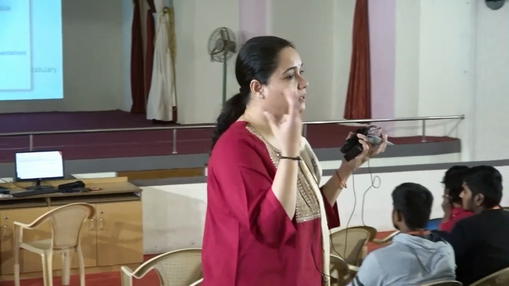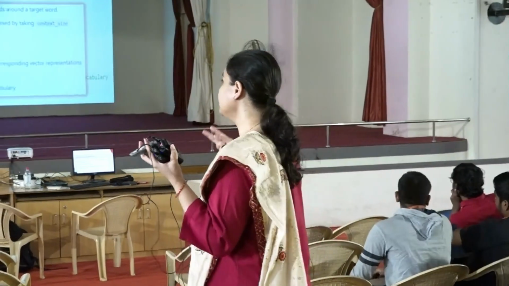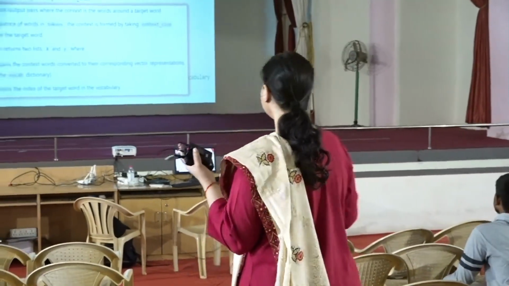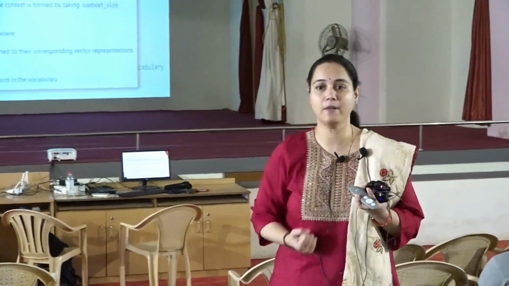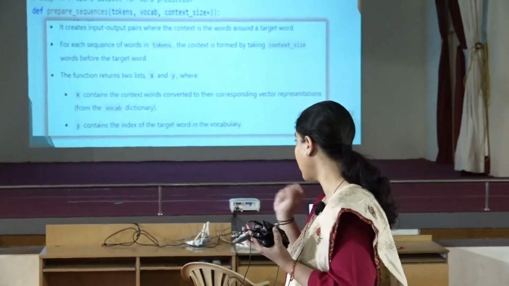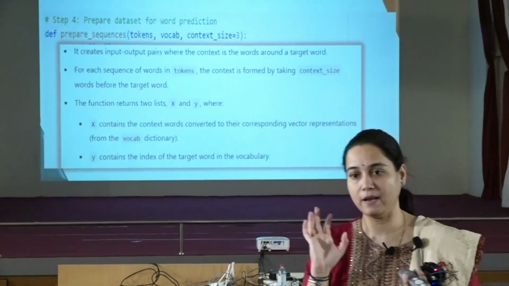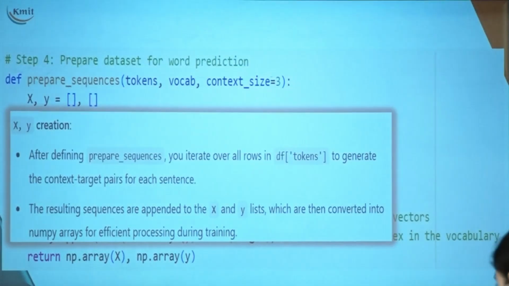Make sense? So the function that I am creating now is going to return 2 values, 2 lists. First list is X, which contains context words, converted into their corresponding vector representation, which you will extract from the vocabulary that you have created. Y will be containing the index of the target value in the vocabulary. Clear enough? Now we will quickly see how we build it.